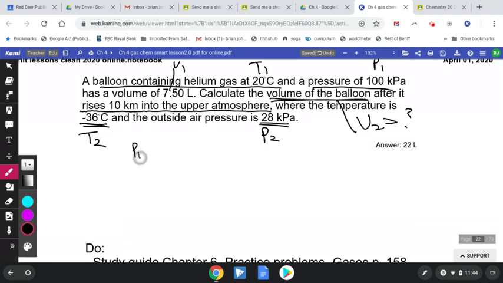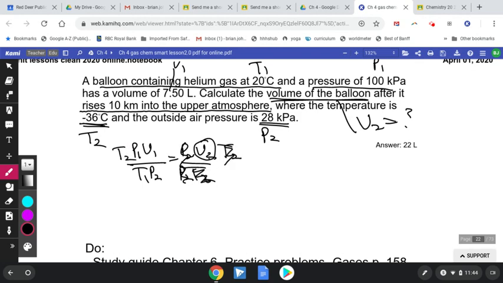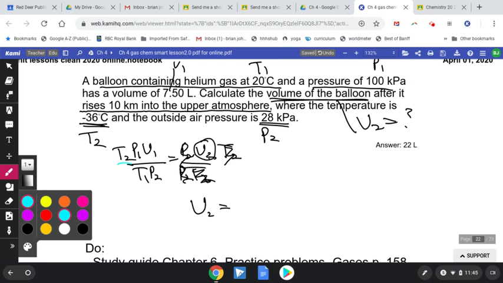All right, so P1 V1 over T1 equals P2 V2 over T2. We're solving for V2, so we're going to get rid of pressure 2 and temperature 2. Okay, we have V2 on its own. So V2 equals temperature 2. Where's temperature 2? Minus 36. We need to convert that to Kelvin. So we're adding 273, and that gives us 237 Kelvin.